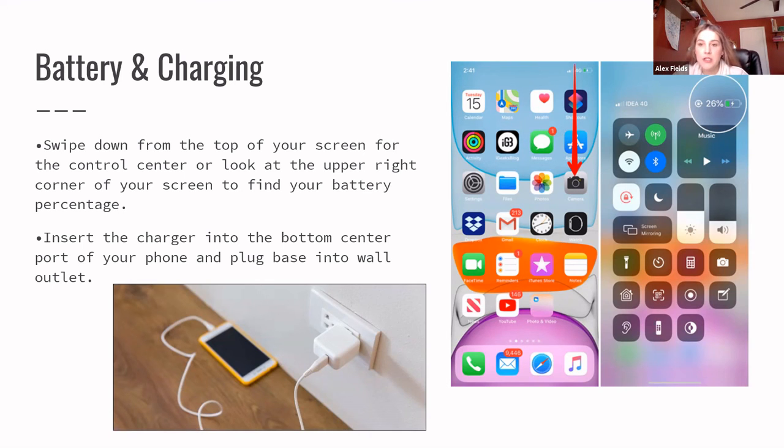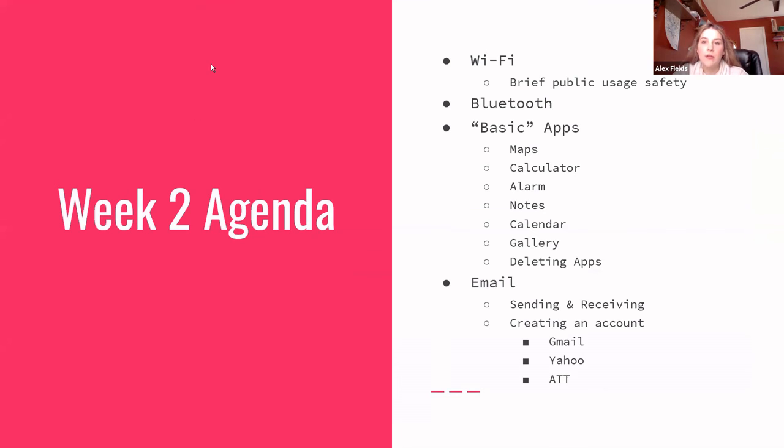Real quick, I just wanted to go over the agenda for next week so you have an idea of what to expect. We will be talking a little bit more about Wi-Fi and Wi-Fi safety. We'll talk about Bluetooth. We'll talk about basic apps, and by basic I mean pre-downloaded apps. Your phone comes with apps already on it, so we're going to talk about maps, the calculator, the alarm, notes, gallery, calendar, and deleting apps.